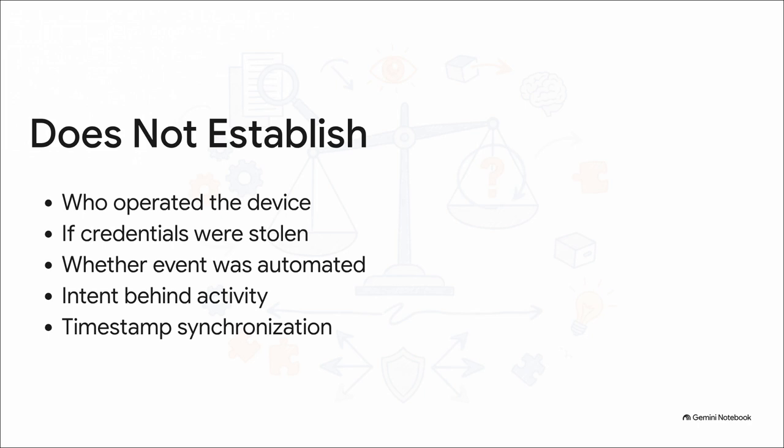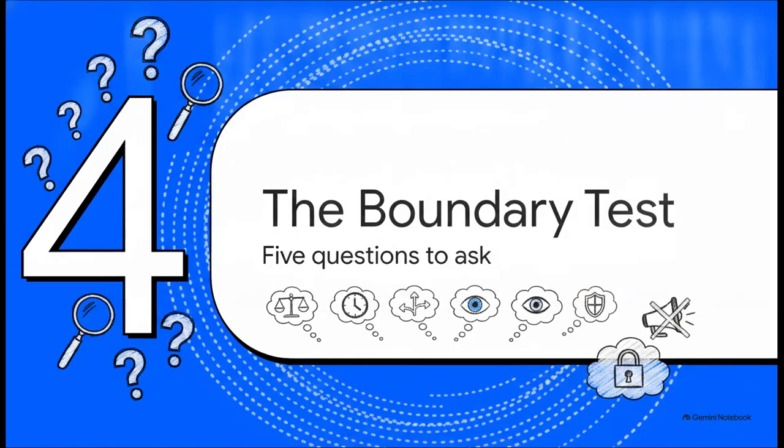A log itself cannot prove human identity or intent. Precision is incredibly valuable, but precision is not the same thing as automatic truth. Section 4. The investigative boundary test. 5 questions to ask before going public.